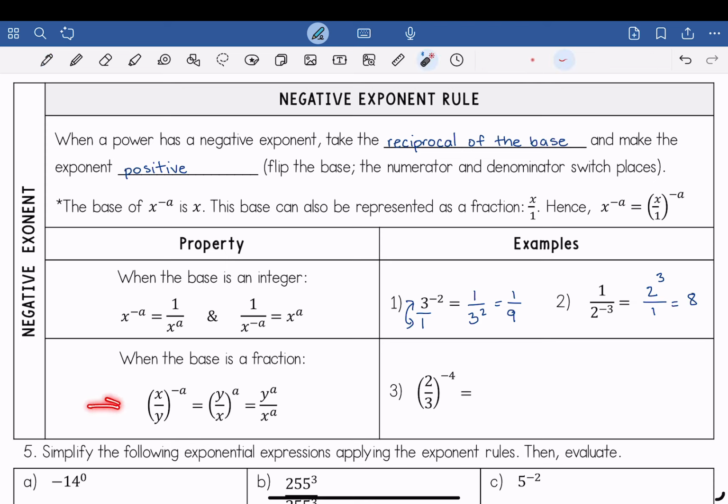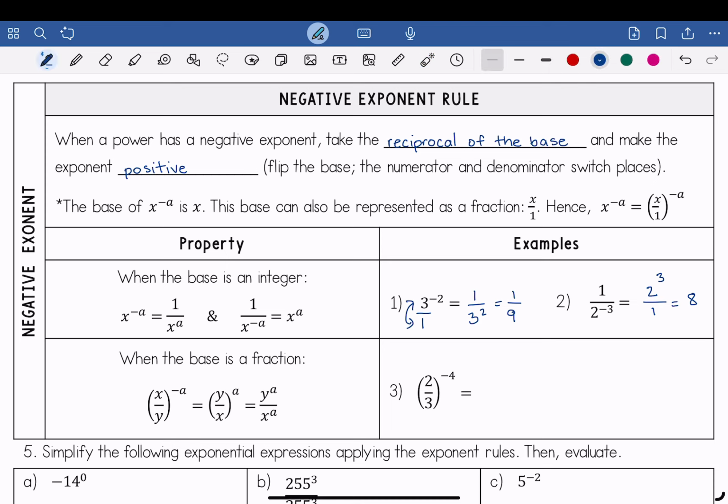So when the base is a fraction, you essentially do the same thing. If you consider that the base of just one number is not a fraction, you can always turn it into a fraction. Here we just have a value for both the numerator and the denominator. The numerator becomes the denominator and the denominator becomes the numerator, and the exponent goes from being negative to being positive. Then you apply the power of a quotient where the a is distributed to the y and to the x. Let's complete example 3.